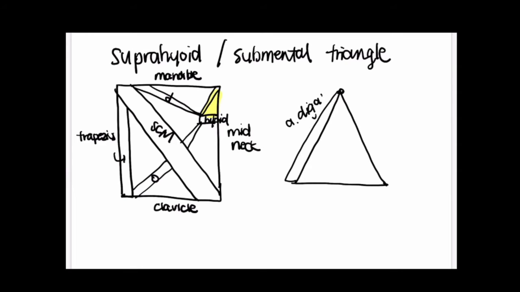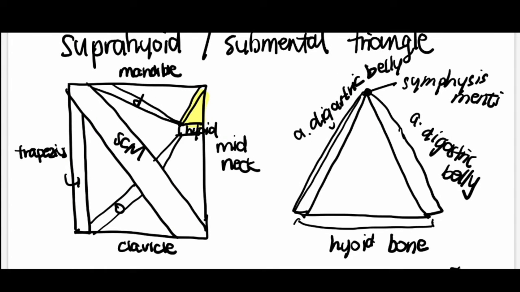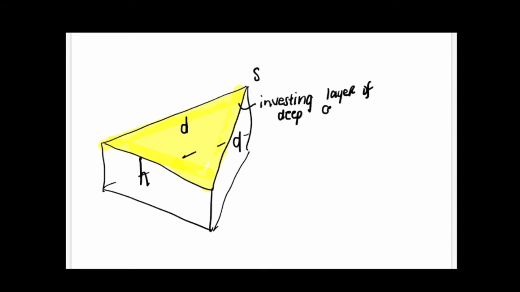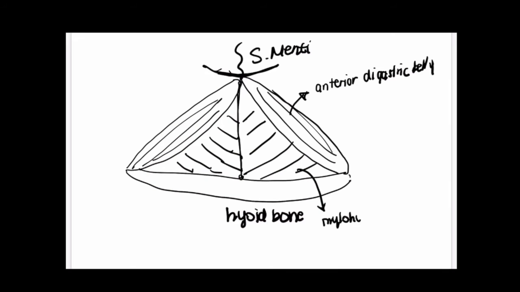On the lateral sides are the anterior digastric bellies. On the apex is the symphysis menti, and its base is formed by the hyoid bone. Its roof is made up of the investing layer of the deep cervical fascia, and its floor is made up of the mylohyoid muscle. This is the anterior view of the submental triangle, and this is the mylohyoid muscle.